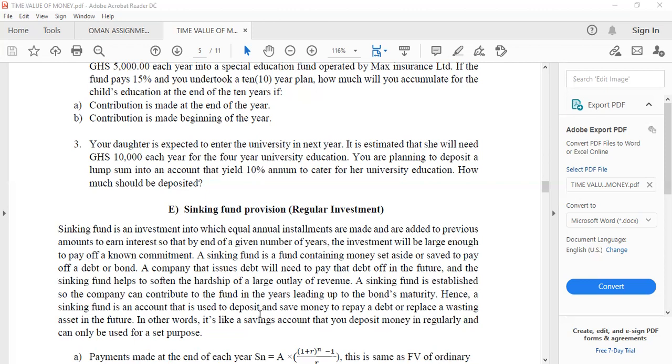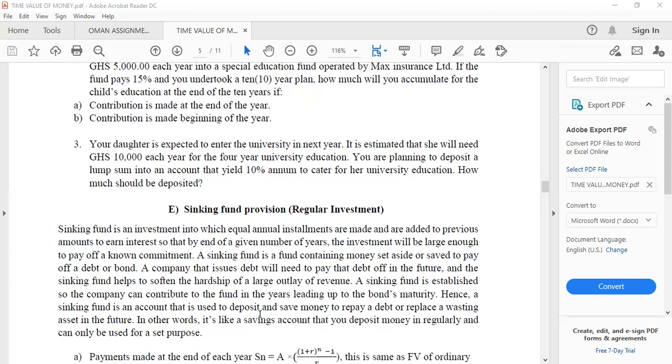So for the sinking fund, what we normally do is use future value, because the money is going to be taken at a later date, in the future. So we use future value of annuities for sinking fund.